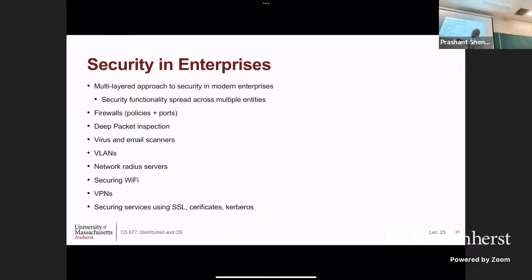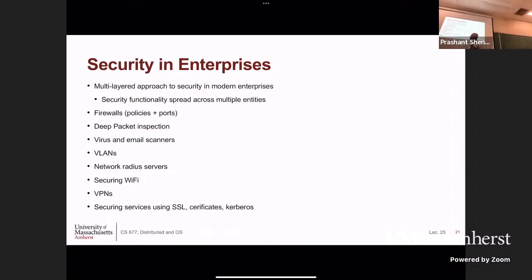You can have virus and email scanners that look at the traffic. You can have secure networks, which are called VLANs. You have RADIUS servers, which are just password servers. You can have secure Wi-Fi. You should not connect to unsecure Wi-Fi. If you have secure Wi-Fi, you will usually have a key or a password that you use to authenticate, that secures your traffic, so no one can spoof your Wi-Fi traffic. So you secure your Wi-Fi.